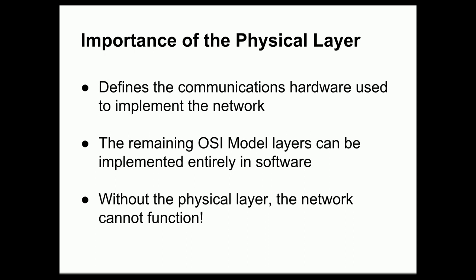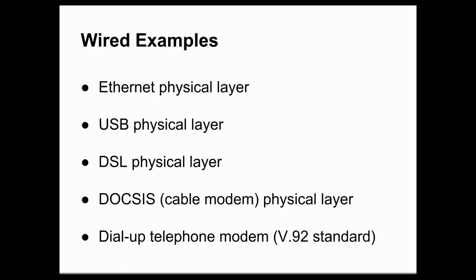It could be argued, in fact, that the physical layer is the most important layer of any networking system, simply because none of the other layers work without it. This layer defines the communications hardware that's going to be used to implement the network, and every other layer of the OSI model can be implemented on top of it. Moreover, every other layer of the OSI model can technically be implemented entirely in software. So the software needs some kind of hardware on which to run. The physical layer provides that hardware and allows the network to function.